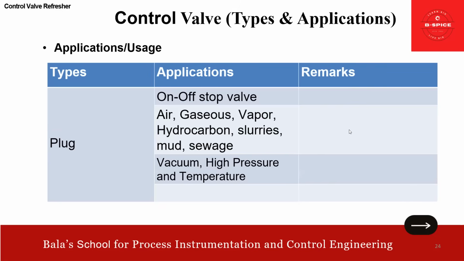Then we talk about the plug valve. The plug valve is typically deployed as an on-off stop valve. Where is it used? Air, gaseous, vapor, hydrocarbon, slurries, mud, sewage. These are the areas. Additionally, it's used for vacuum, high pressure and temperature applications also.